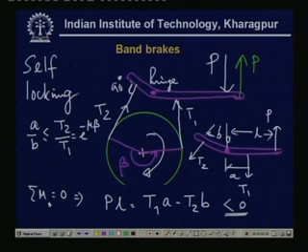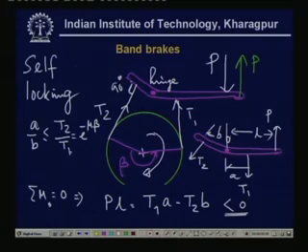Now, the complete analysis will be different if, instead of clockwise rotations, we had anti-clockwise rotations. Then of course, we will have to make the analysis in a different way, but the procedure remains the same. We can have self locking situations in that case also, but the actual conditions will be a little different and we will have to find them out.